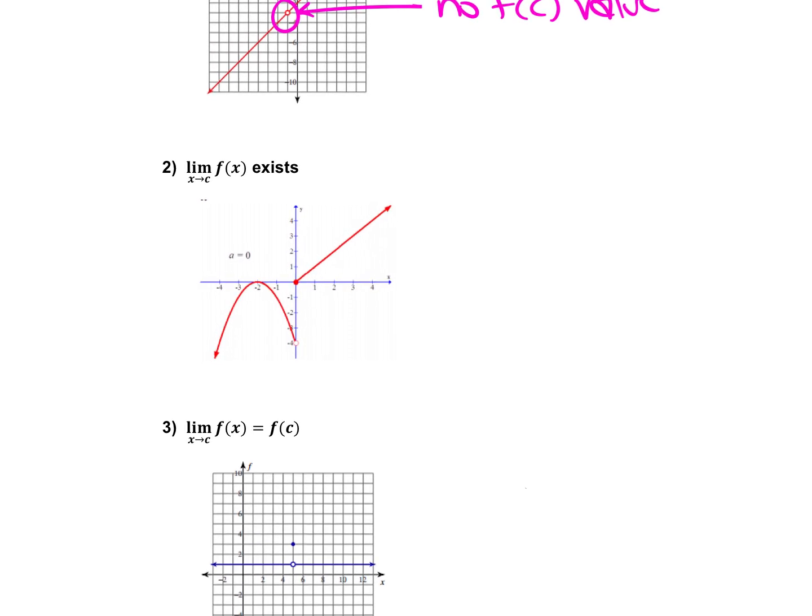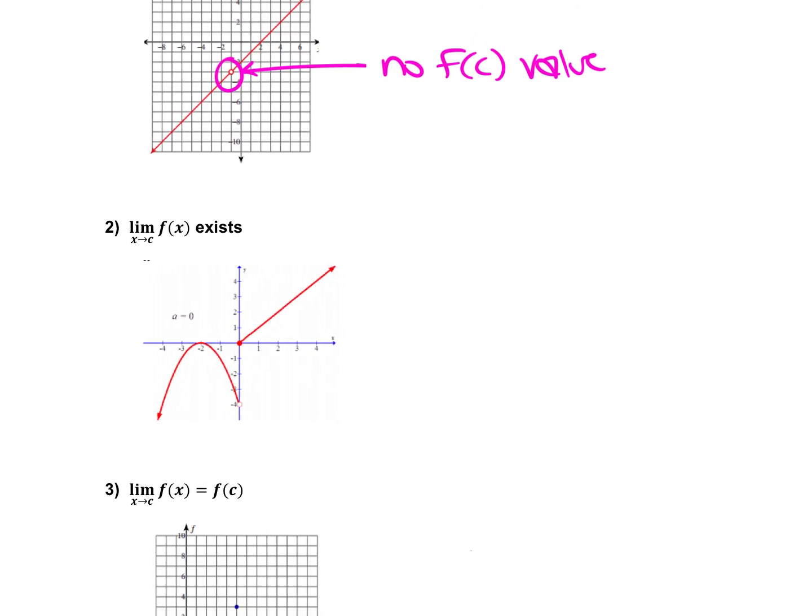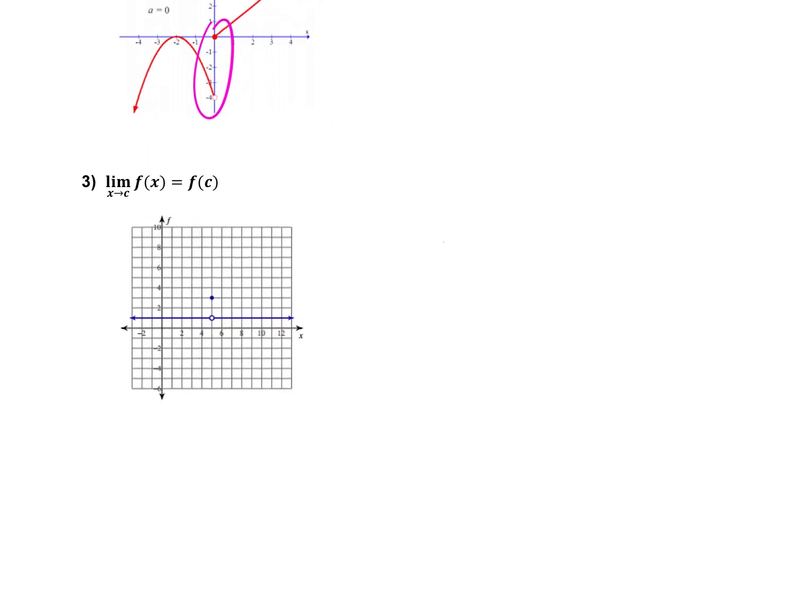Secondly, the limit at that value must exist, okay? So this, again, is a picture of what it looks like when that's not true. Right here, we would be discontinuous at 0 because there's no limit at 0. And then third and finally, we would say not only must we have an f of c value and we must have a limit, they must be the same number, okay? And this, again, is a picture of what it looks like when that's not true. Right here at 5, we have a limit. The limit there would be 1. We have an f of c value. The f of c value at 5 would be 3, but they are not the same number, okay?